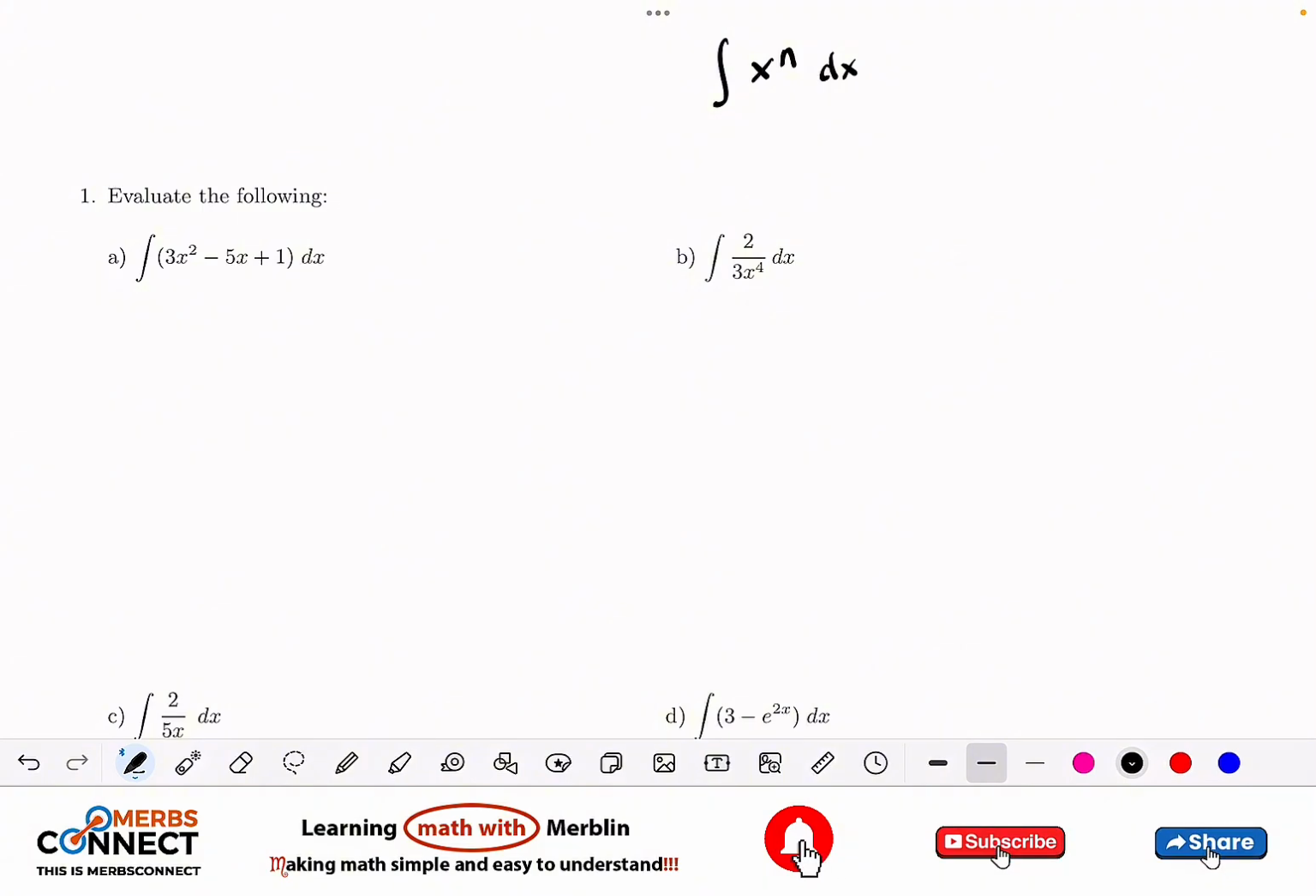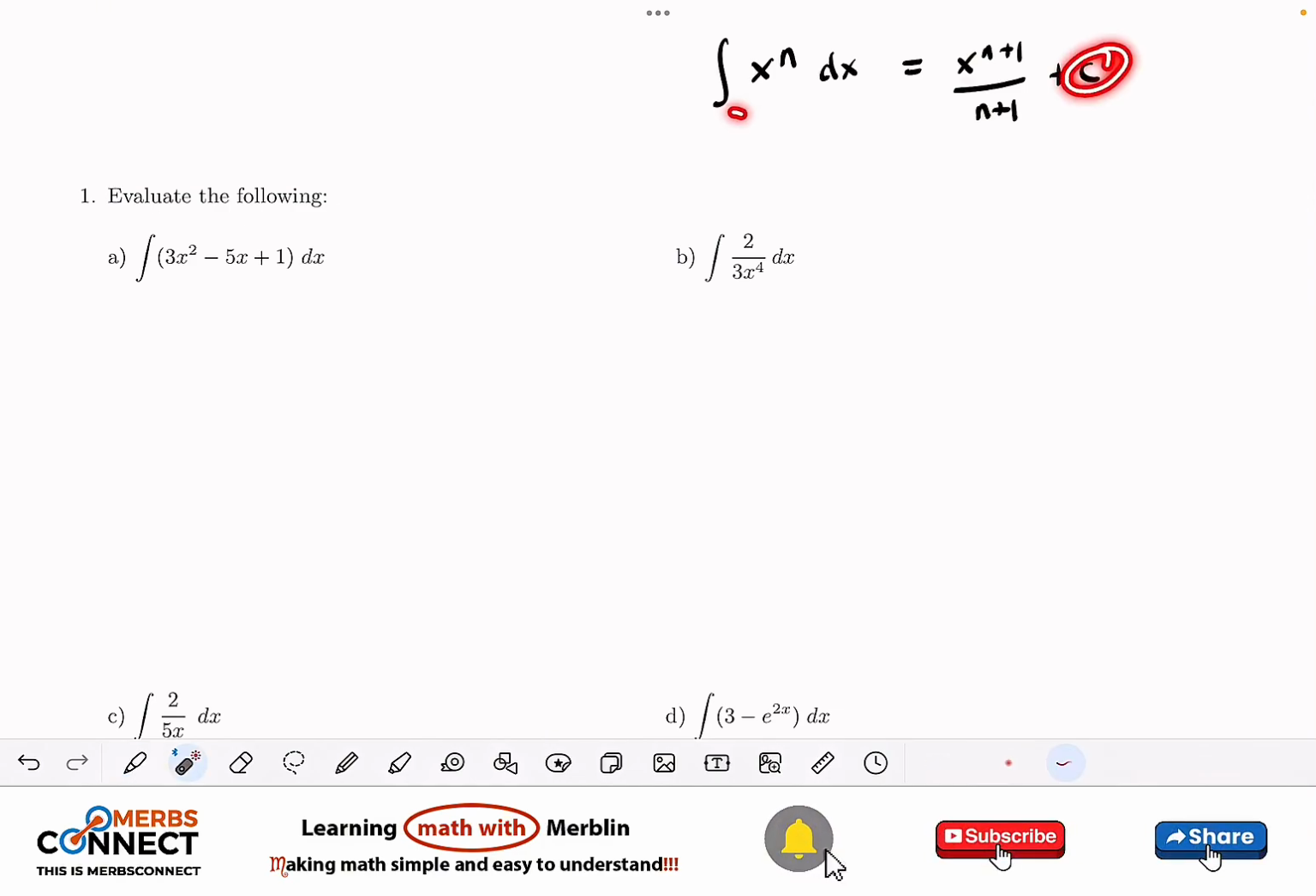Now before we start, when I want to integrate a function x to the power n, this is x to the power n plus 1 divided by n plus 1, plus c, because we are adding the plus c since we don't have the limits here. So it's indefinite, and we add plus c.